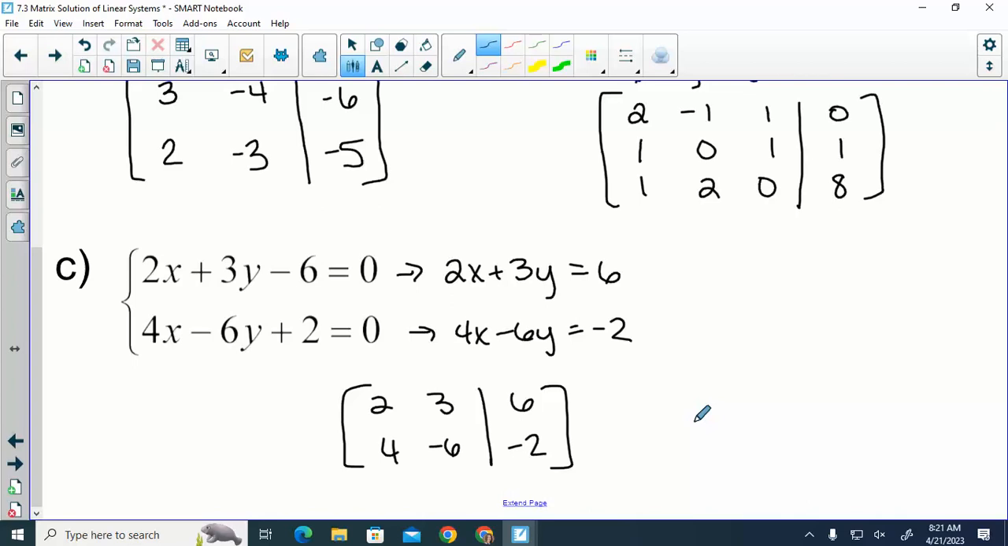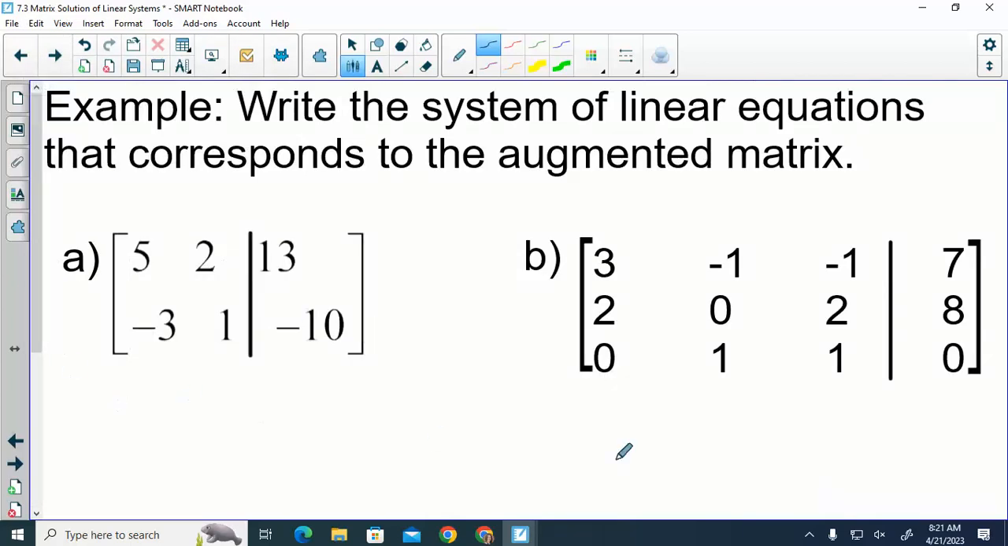Alright. Let's go the other way. I'm going to put 2 matrices up here, and I want you guys to write the system of equations that would match that. Okay? So see if you can try these on your own. These are the matrices. Write the system of equations.